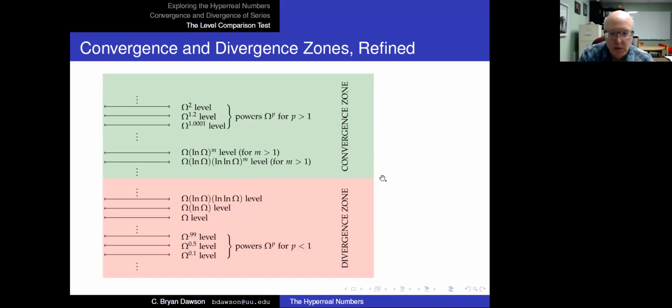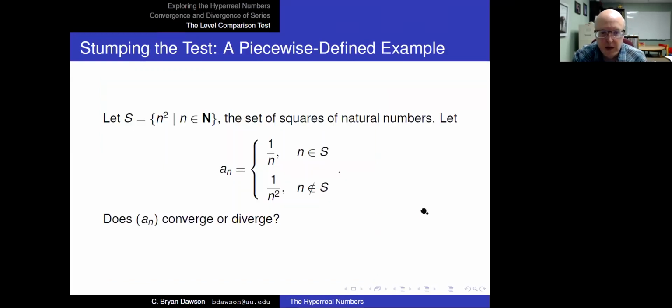Some of the faculty might or might not know that these are a part of the Abel-Dini scale that can be used for comparison tests with convergence and divergence. But anyway, here's one, a piecewise defined series. So a series with terms. Actually, I should have written that as an infinite series there instead of a sequence. I've got a typo there.